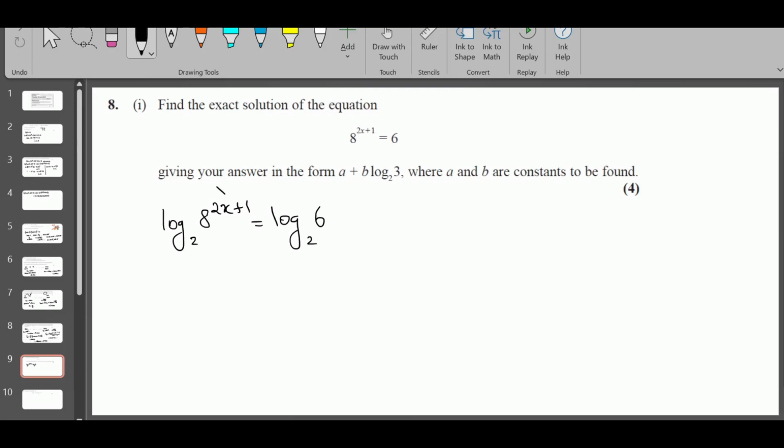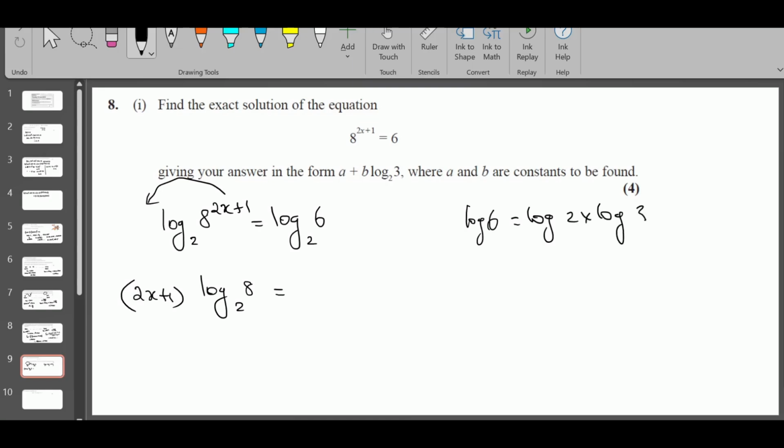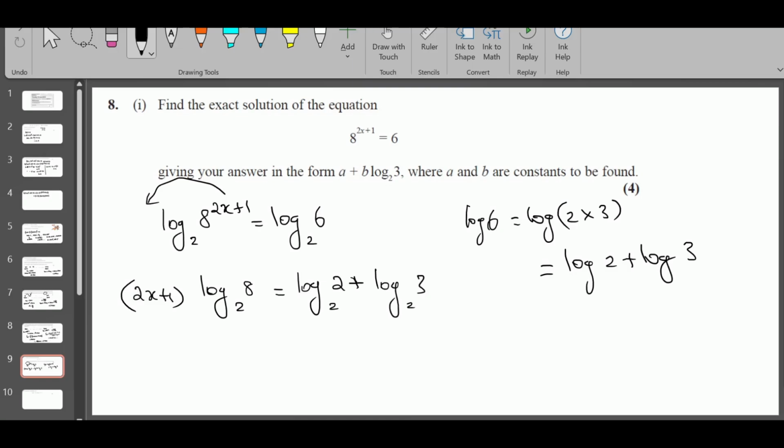By applying laws of logarithm, we can put this in front. So 2x plus 1 log 8 to the base 2 is, I can write log 6 as log 2 times 3, 2 threes are 6, right? So it's log 2 plus log 3, applying the law log a plus log b. If you are wondering why I'm doing that, in the answer we have log 3, not log 6.